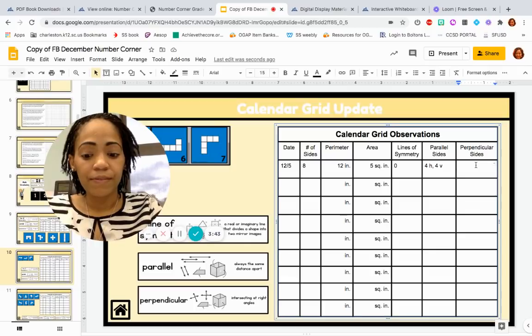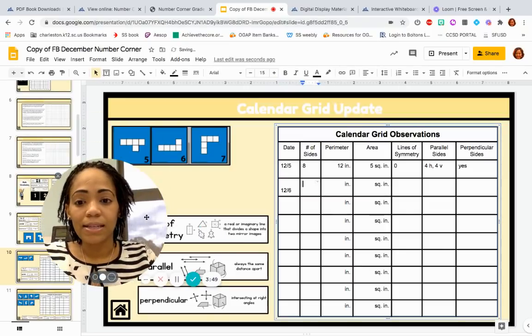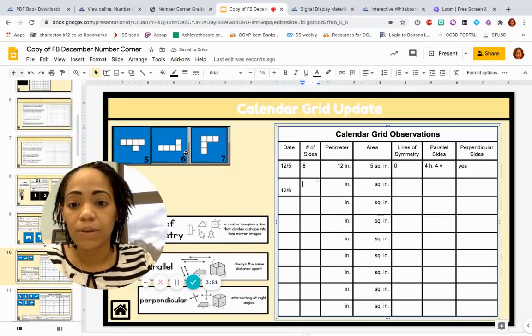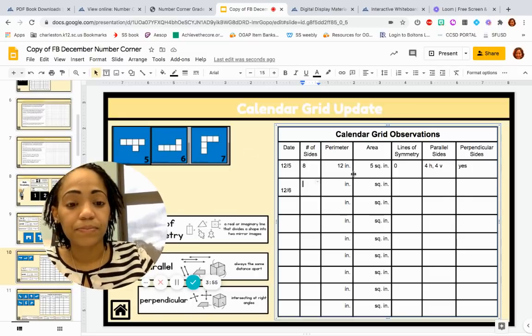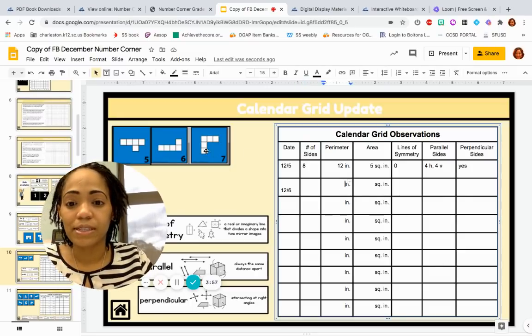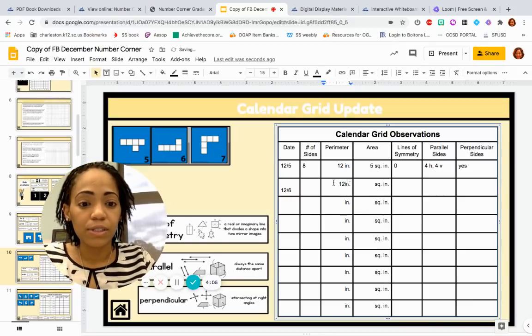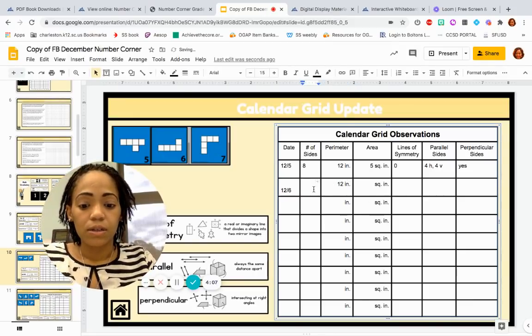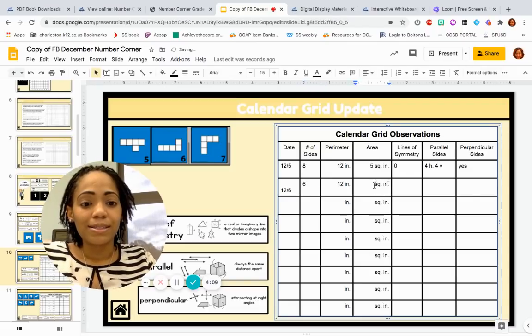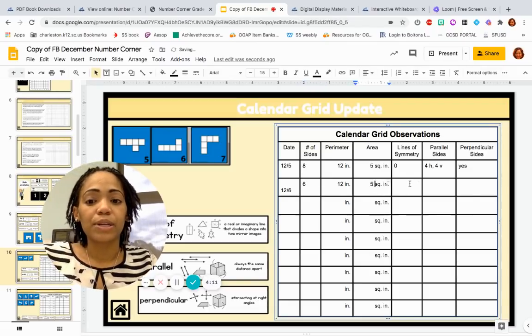So let's go ahead and fill in December 6th. December 6th, how many sides does it have? Let's count. This is a side. 1, 2, 3, 4, 5, 6 sides. Wonder if the perimeter is the same. We have 4, 5, 6, 7, 8, 9, 10, 11, 12. Still 12 inches. And it still has an area of 5 square units.